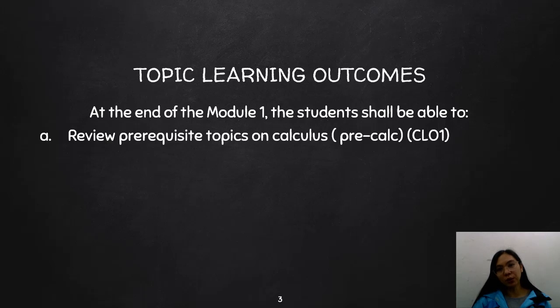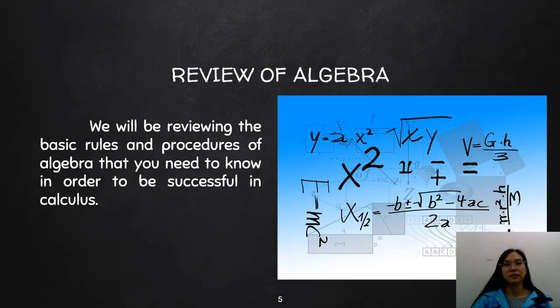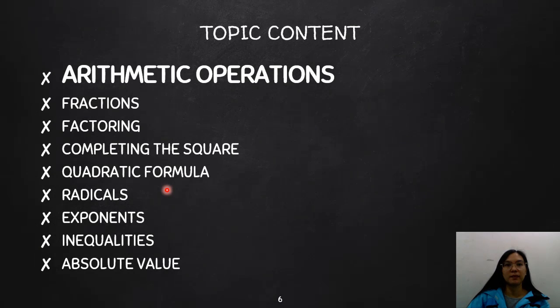So at the end of module number 1, this is your topic learning outcome. You should be able then to review the prerequisite topics on your calculus, or that will be your pre-calculus courses. So we will be reviewing the basic rules and procedures of algebra that you need to know in order for you to be successful in this particular course.